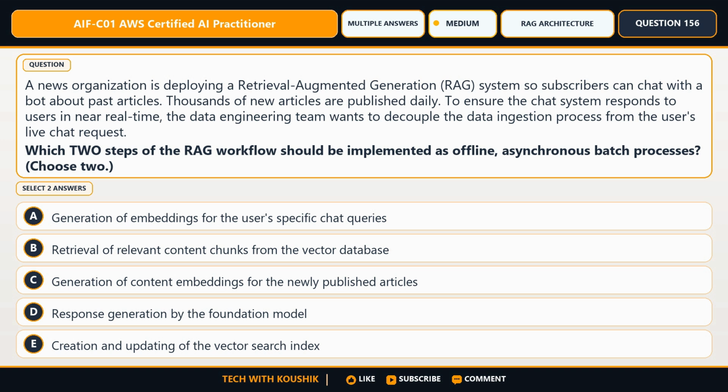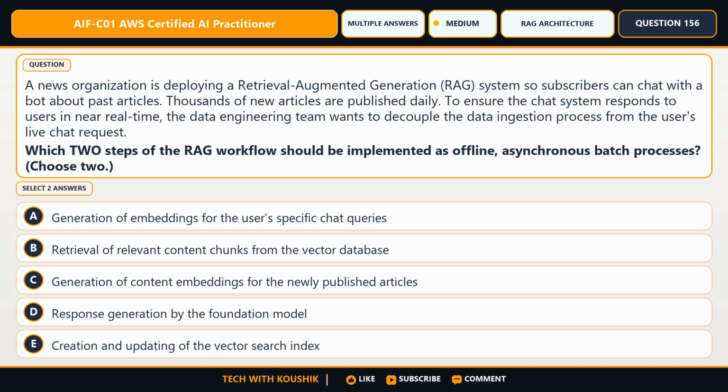To ensure the chat system responds to users in near real time, the data engineering team wants to decouple the data ingestion process from the user's live chat request. Which two steps of the RAG workflow should be implemented as offline, asynchronous batch processes? Choose 2. Check all options because multiple selections may be required. Eliminate every option that violates even one requirement.